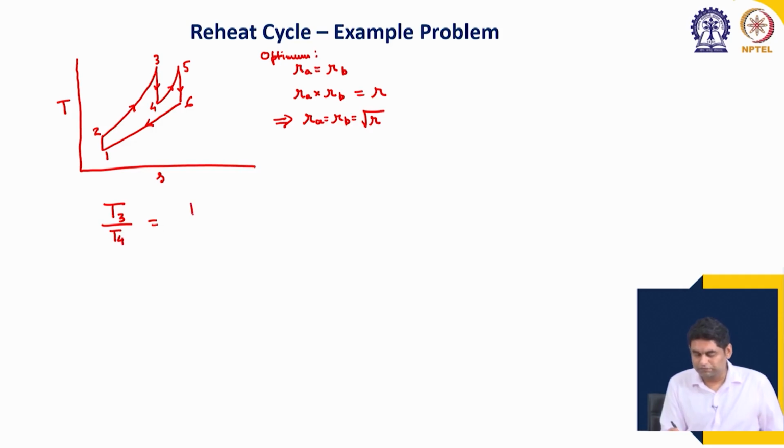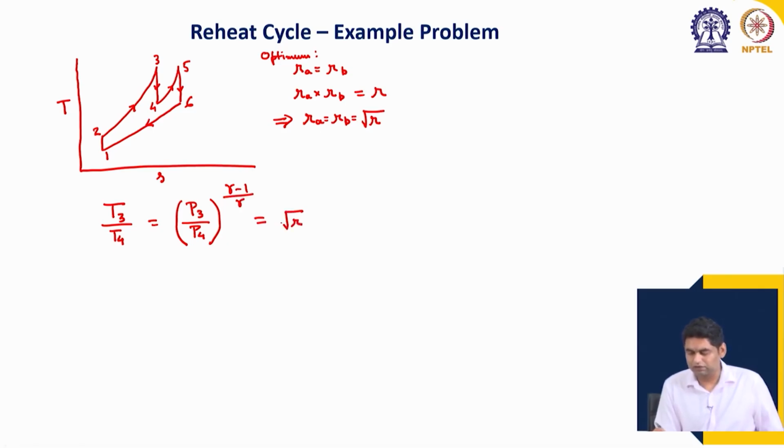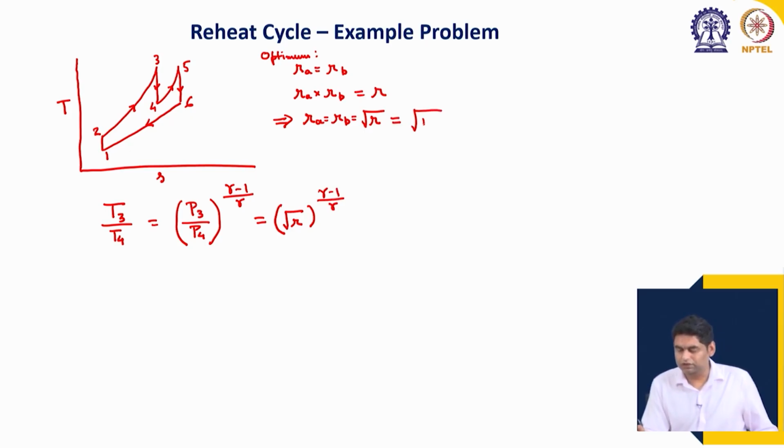is equal to P3 by P4 to the power gamma minus 1 by gamma. P3 by P4 is R A, okay, which means that this is equal to root R to the power gamma minus 1 by gamma. Root R we can calculate. So, root of 10, R is given as 10. So, this is equal to 3.162.